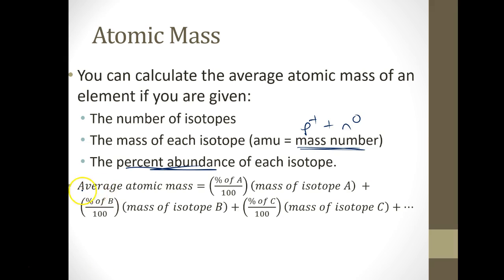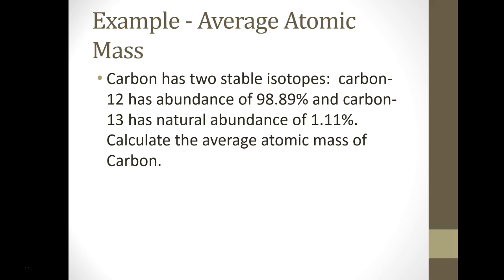And the way you calculate the average atomic mass, this would be the number on the periodic table, you take the percentage of the first isotope, divided by 100. So we want it as a decimal percentage, multiplied by how much that one weighs. Add it to the percentage of the second one, divided by 100, again, a decimal number, times the mass of its isotope, and the last one. And if you had more, you would do more. If you only had 2, you would stop. But you just keep going and going for however many isotopes there are.